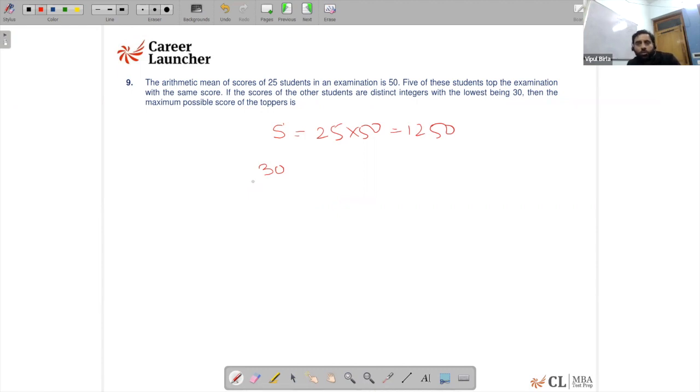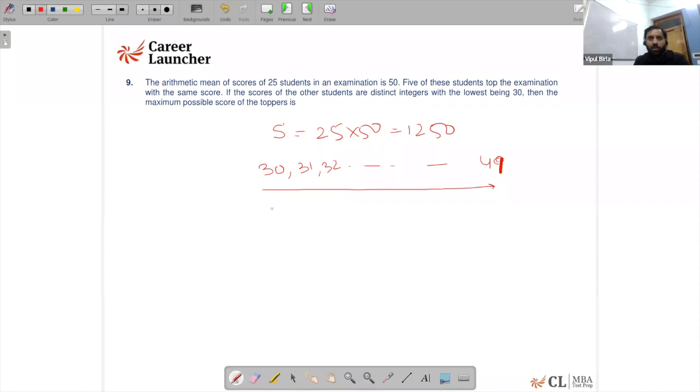Since I want to maximize the score of the top 5 students who have got the same score, therefore the remaining students have got scores as low as possible. Now, since it has to be distinct positive integers, let's assume the scores are 30, 31, 32, and so on till 49. In total we have 20 integers, and these are the minimum possible values that I can take. So if these are the scores of the 20 students who have got the least possible scores, the remaining 5 students will automatically have the highest possible sum.